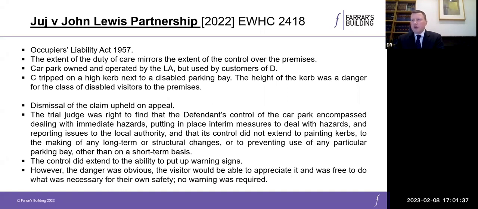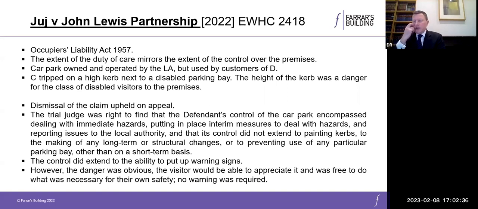The car park in issue was owned and operated by the local authority. They took the money, they operated the barrier, but it was used by customers of John Lewis. And the claimant tripped on a high curb that was situated right alongside a disabled parking bay, and the height of the curb was in fact an unreasonable danger. It was determined at first instance for people who were disabled visitors. But nevertheless, the claim was dismissed at first instance, and the appeal upheld that dismissal because the trial judge was right to find that although John Lewis had control of a car park encompassing dealing with immediate hazards such as slipping risks and putting in place measures to deal with those types of hazards and reporting anything more serious back to the local authority, John Lewis's control didn't extend to painting a curb or to making a long-term structural change.